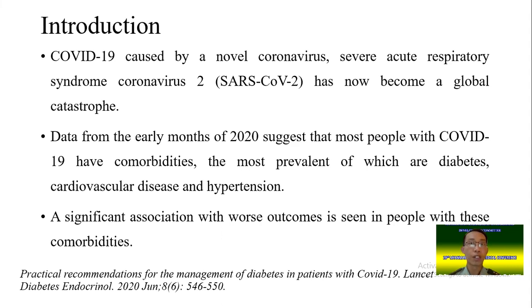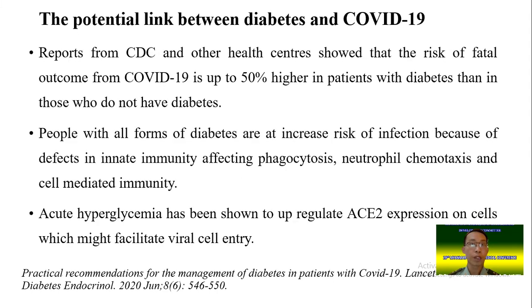COVID-19 is caused by the novel coronavirus, and it became a global catastrophe. Data from the early months of 2020 suggest that most COVID-19 patients have comorbidities such as diabetes, cardiovascular disease, and hypertension. There is a significant association with worse outcomes in those with comorbidities. Reports from the CDC and other health centers show the risk of fatal outcome of COVID-19 is up to 50% higher in patients with diabetes than in those who do not have diabetes.